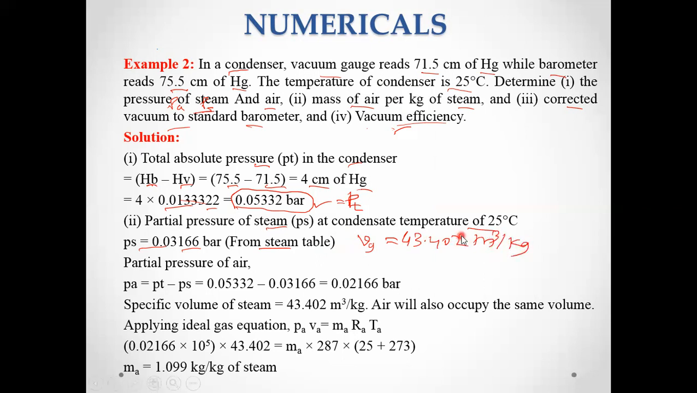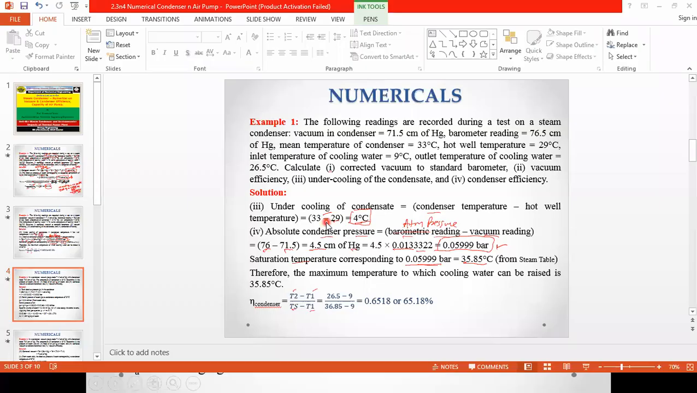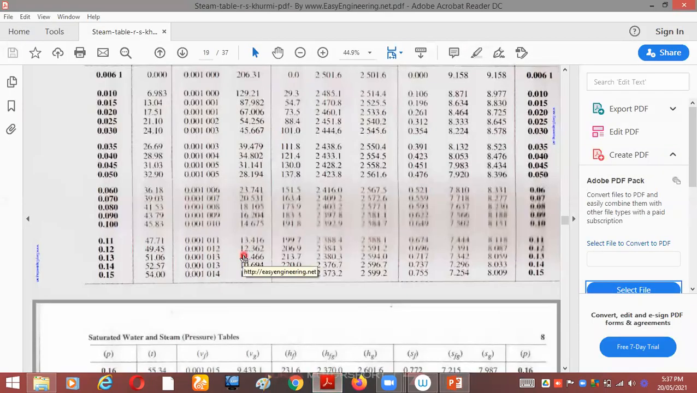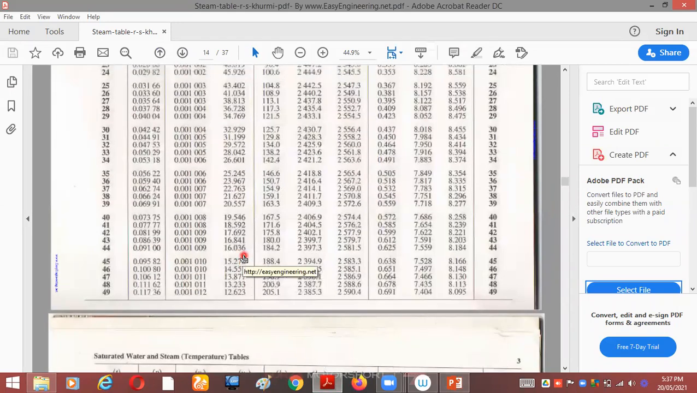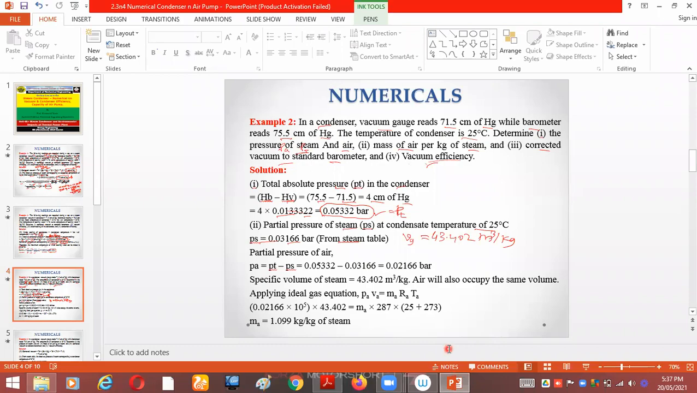So again I will go to the steam table. For the steam table, what we have to see? We have to see for 25 degrees Celsius. Okay, so you can see here 25 degrees Celsius, pressure is 0.03166 and specific volume is 43.402. Okay, so these two values I am taking.